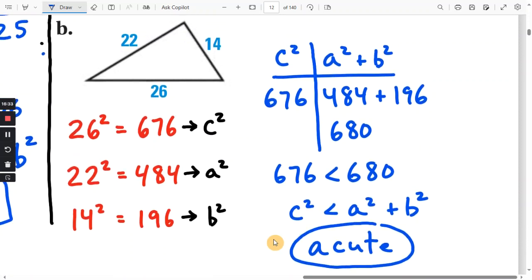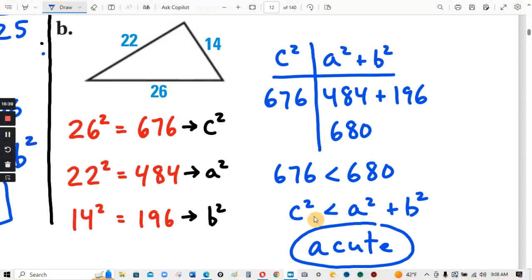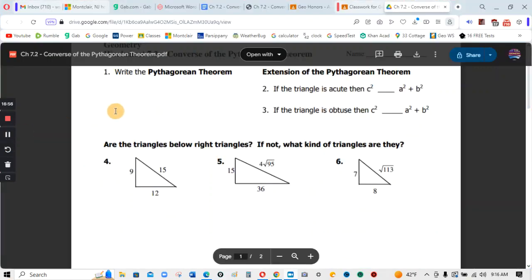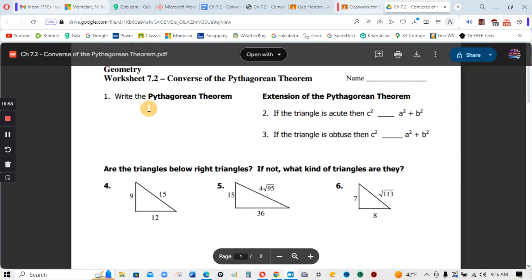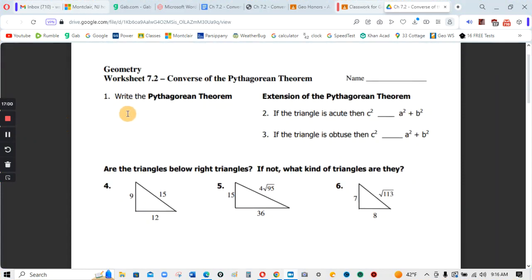What's your question? The acute is when the c squared is less than. When the c squared is greater than, it's obtuse. When they're equal, it's a right. Don't worry. Number one, c squared equals a squared plus b squared.